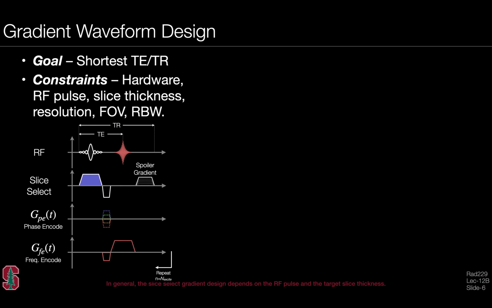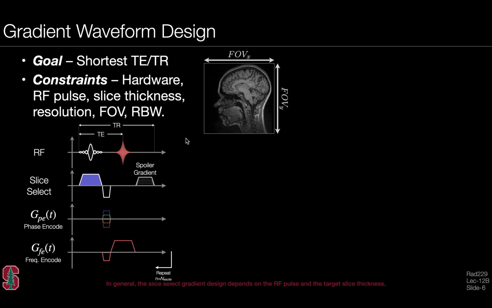So let's consider the gradient waveform design problem again, where the goal is to achieve the shortest TE or TR. And again, we have several constraints that include hardware, RF pulse, slice thickness, resolution, field of view, and the receiver bandwidth. These constraints are generally enough to specify the timing considerations for a spoiled gradient echo sequence shown below.